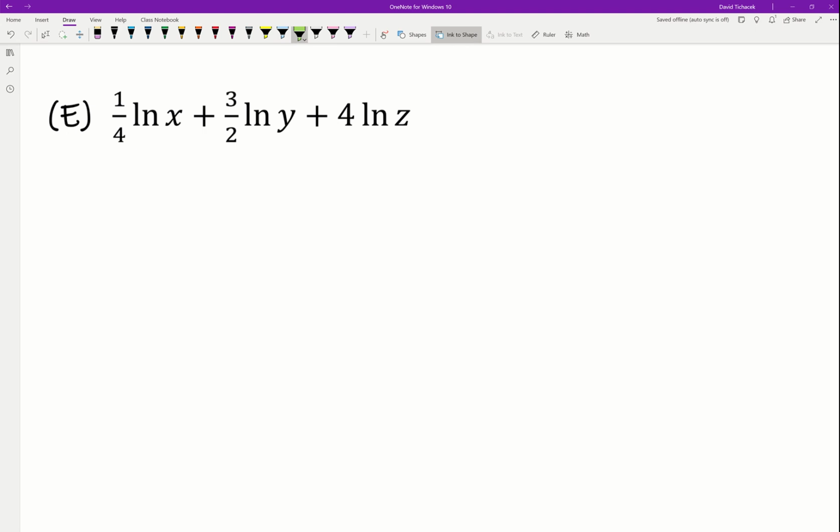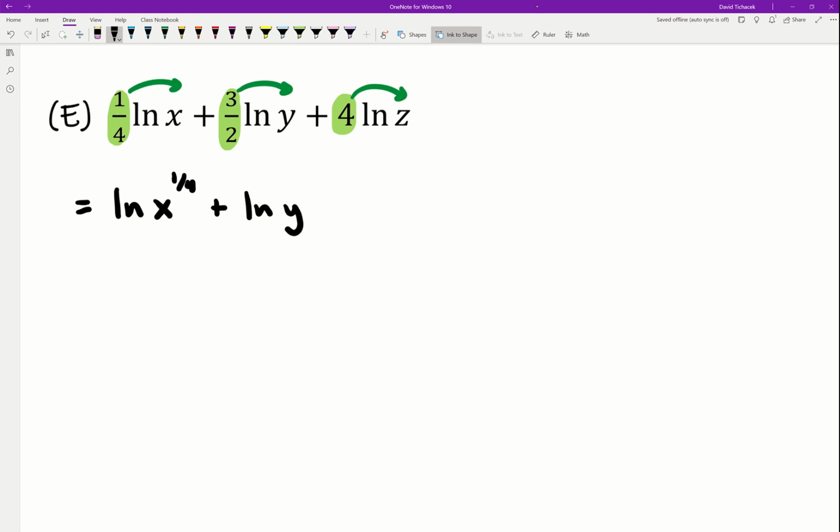The way that we always begin is we take care of these numbers that are in front. I've got some fraction numbers there. I also have the number 4. We know how to deal with these. These just become exponents on our input. So we can write this out as the natural log of x to the power of 1/4 plus the natural log of y to the power of 3/2 plus the natural log of z to the power of 4.